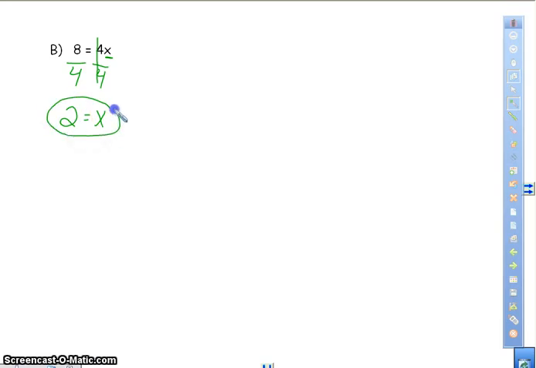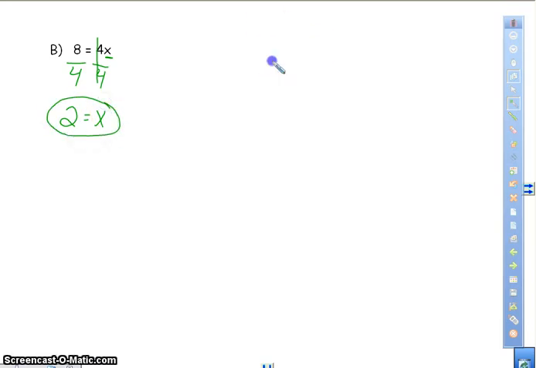So our first problem is 8 equals 4 times x. You're trying to get x by itself. The inverse of multiplication is division, so I'm going to divide both sides by 4. 4 divided by 4 is 1, so I'm left with x. 8 divided by 4 is 2, so my solution is 2 equals x.